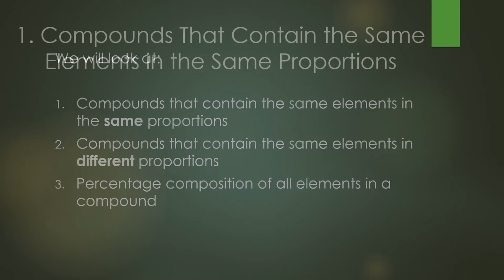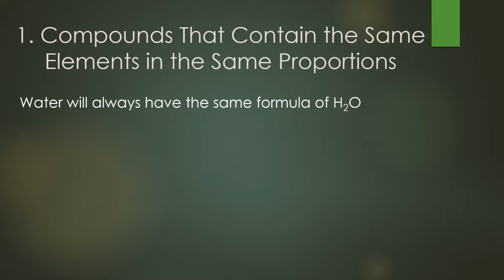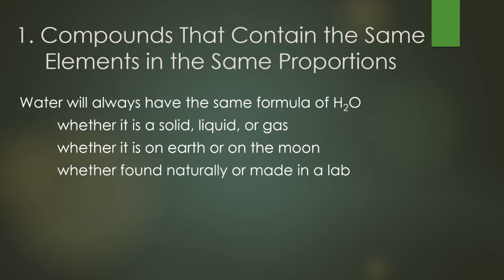So we look first at compounds that contain the same elements in the same proportions. The basic principle is that whenever you have a compound and you know exactly what it is, that chemical composition will not change. So water is always H2O, always 2 parts hydrogen, 1 part oxygen. It does not matter whether the water is a solid, liquid, or gas. It doesn't matter whether the water is on the Earth or the Moon, or whether it's found naturally or made in a lab. Water will still be H2O.